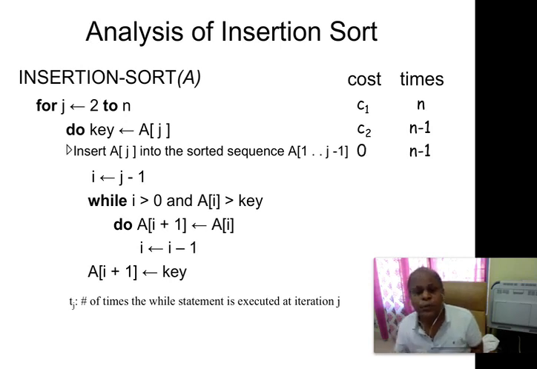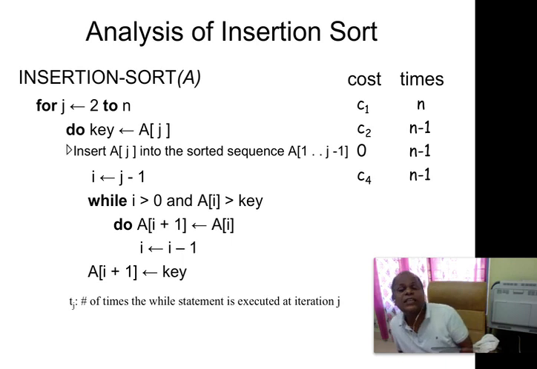Now, next one, suppose this cost is 0 because actually it is a comment statement, and it will run n minus 1 times, but it will not take any cost because this statement is not executed inside the computer. Now, next, say it is taking cost c4, it will also run n minus 1 times. Now, this will take c5.